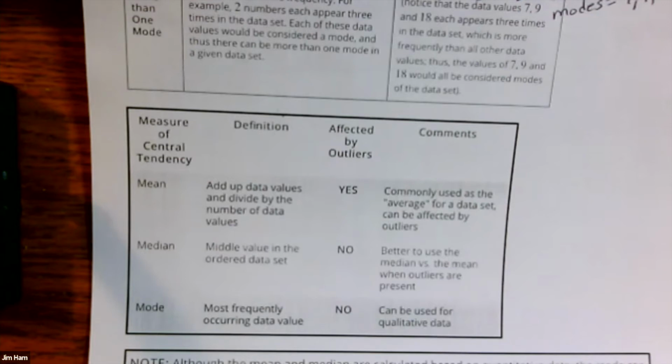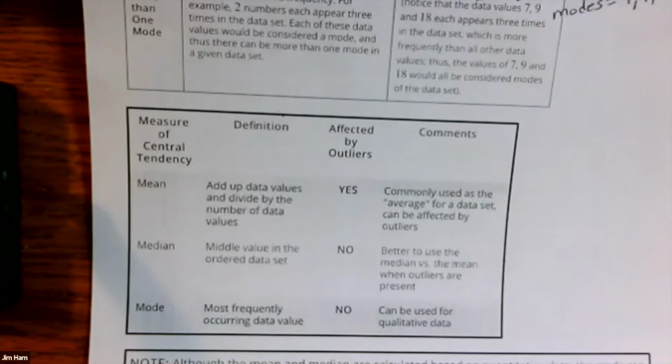So yeah, you can have an unlimited number of modes. Let's say that you have a data set in which you have 2 10s, 2 20s, 2 30s, 2 40s, 2 50s, 2 60s, 2 70s, 2 80s, 2 90s, but one 100. All of those multiples of 10, 10, 20, 30, they all occur 2 times. The 100 appears just once. So in that case, the modes would be 10, 20, 30, 40, 50, 60, 70, 80, and 90. So you can have multiple modes.